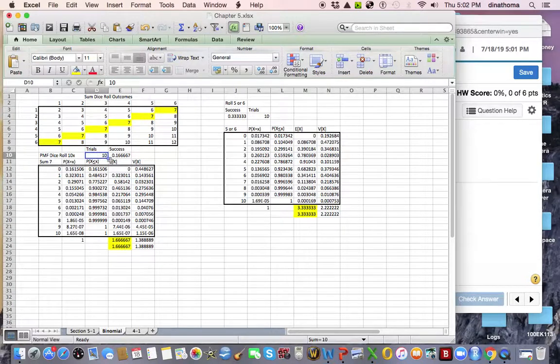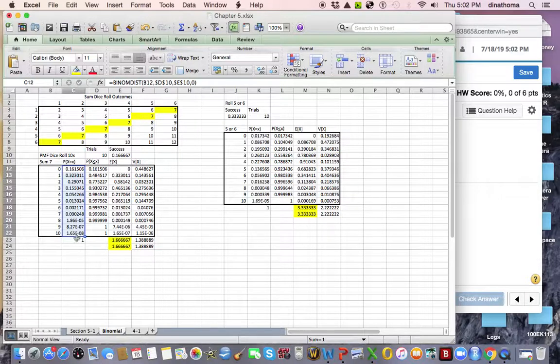My trials are 10. I'm rolling the dice 10 times. The probability of success is 1, 2, 3, 4, 5, 6 out of the 36 different ways you can do it. And now I created a table, a probability distribution function. So there is my 0 through 10 rolls. There is the probability of getting 0 7s all the way up to 10 7s.